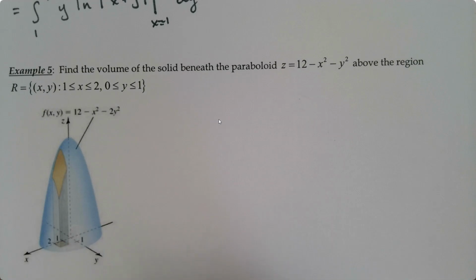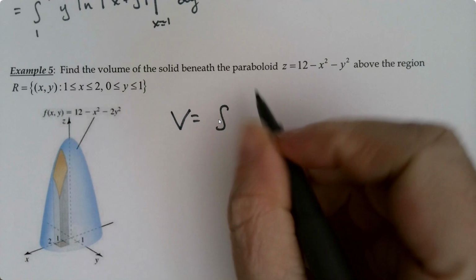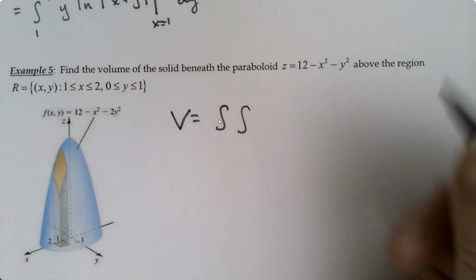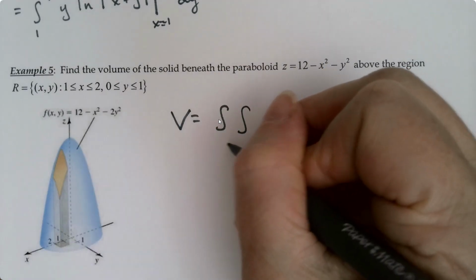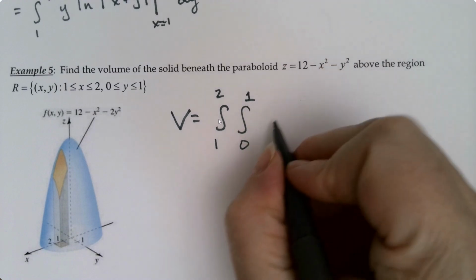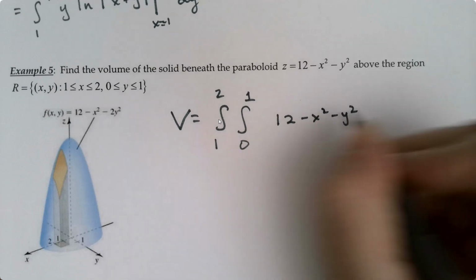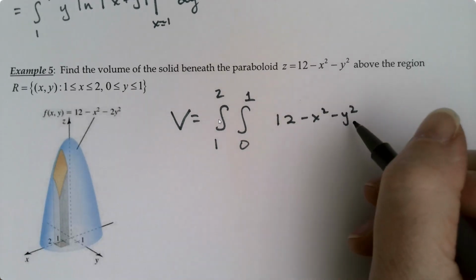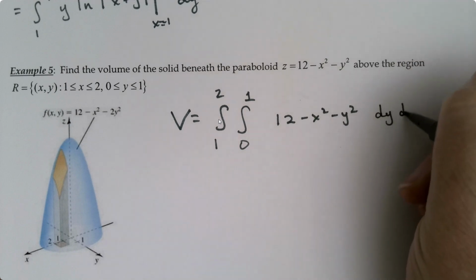All right, so volume equals the double integral. We're going to make x go from 1 to 2 and y go from 0 to 1. The order on this one doesn't make any difference. The integrand is 12 minus x squared minus y squared, and then dy dx.